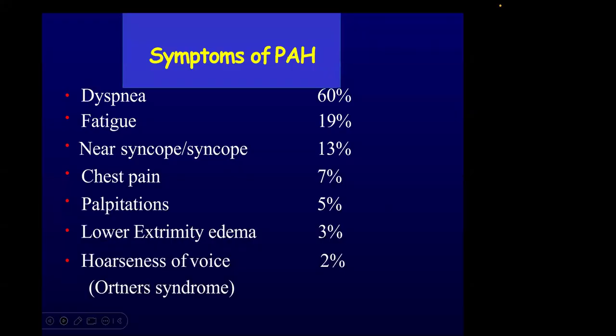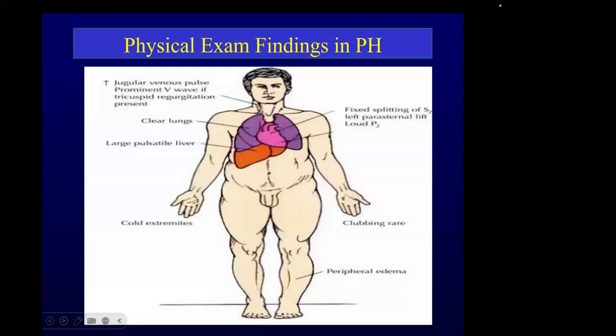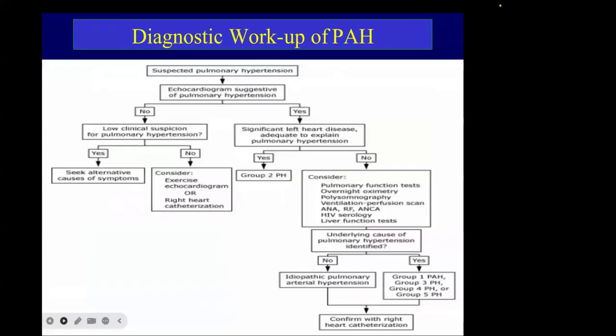Symptoms of PH: dyspnea, fatigue, near syncope, chest pain, palpitation, lower extremities edema, and hoarseness of voice. Physical examination: clear lung, increased jugular venous pulse, prominent V wave if tricuspid regurgitation is present, fixed splitting of S2, left parasternal heave, loud P2. Large pulsatile liver, cold extremities, clubbing rare, and peripheral edema.